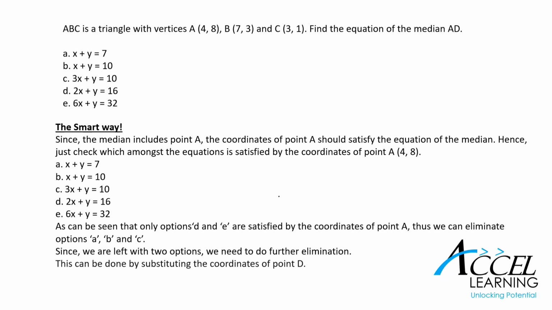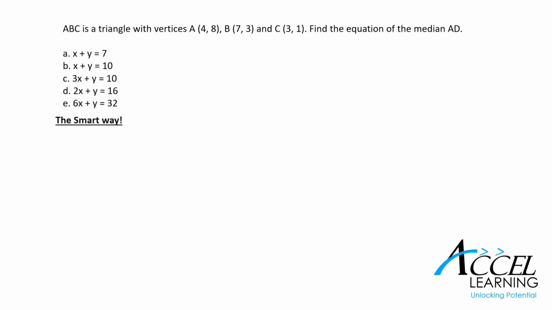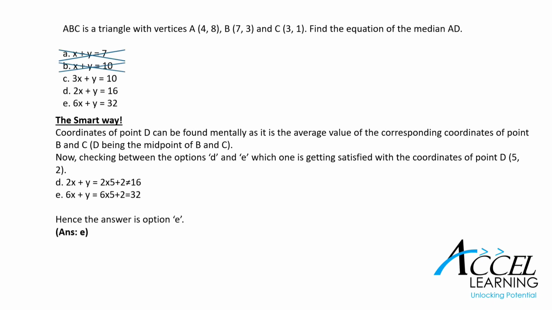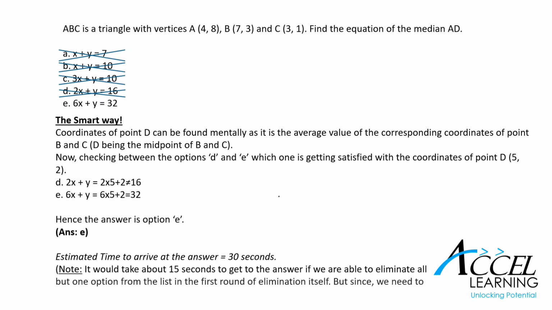Since we are left with two options, we need to do further elimination. This can be done by substituting the coordinates of point D. Coordinates of point D can be found mentally as it is the average value of the corresponding coordinates of point B and C, D being the midpoint of B and C. Now, checking between the options D and E, which one is satisfied by the coordinates of point D, which is 5 and 2, we got the answer option E, because 6x plus y, if we substitute x and y values, becomes 6 times 5 plus 2 equals 32, which makes the equation true. And the estimated time to arrive at the answer is 30 seconds.